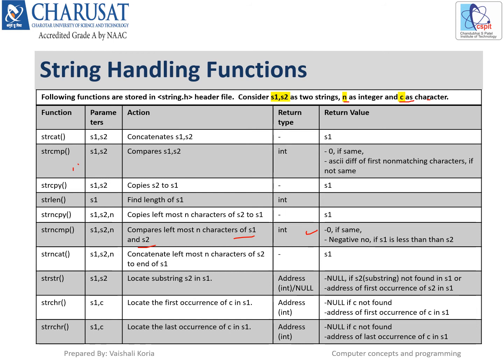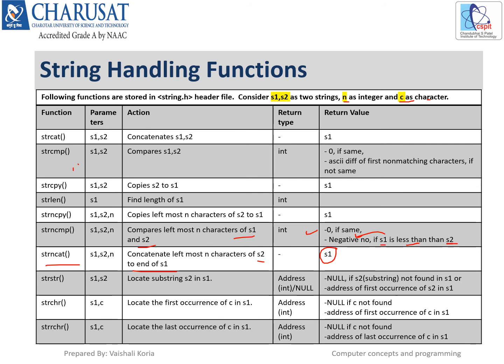Okay, and if S1 is less than S2, meaning its length is less than S2, then the result will always be a negative number, otherwise a positive number. Okay, strncat will concatenate the leftmost n characters of S2 to the end of S1. Okay, and the result you can see in S1 itself.